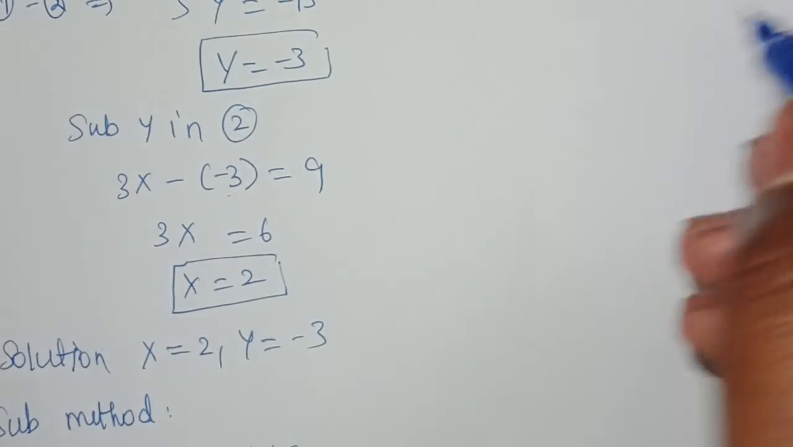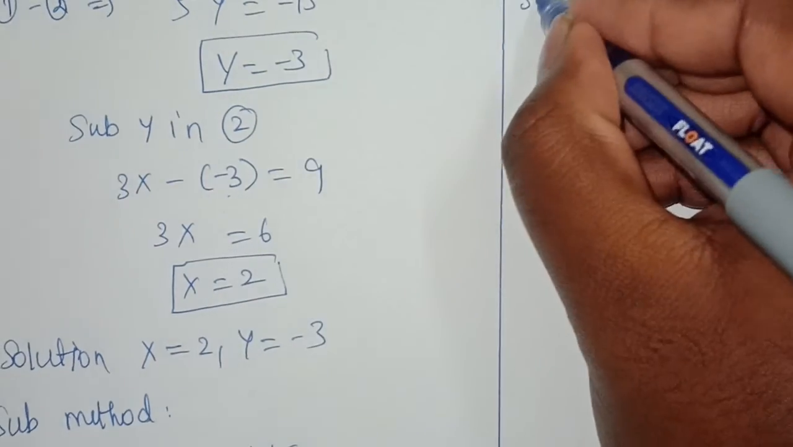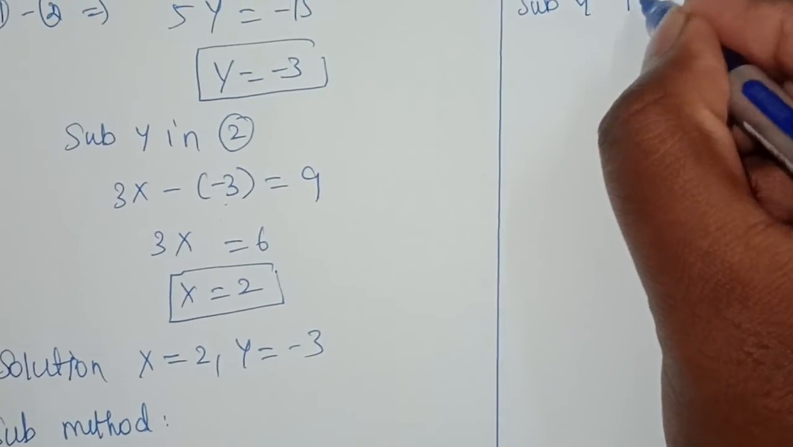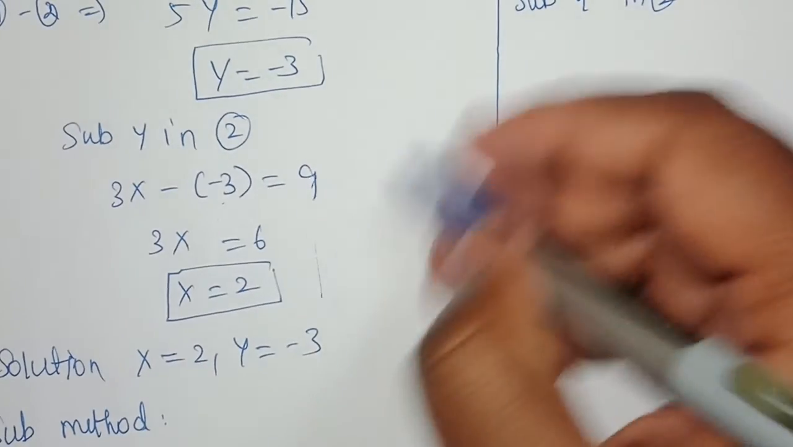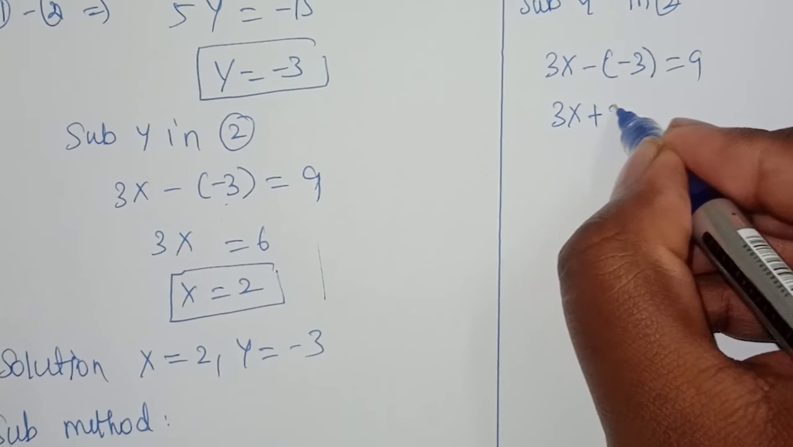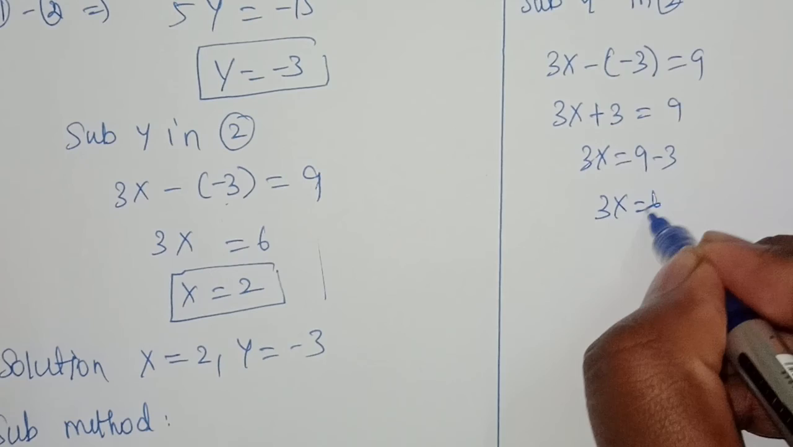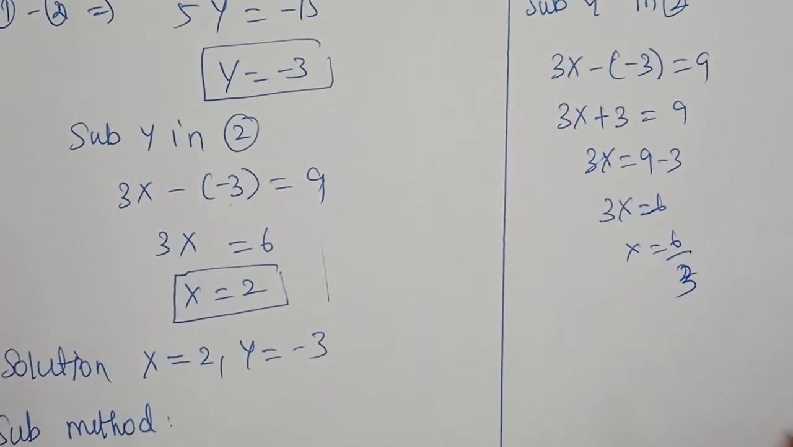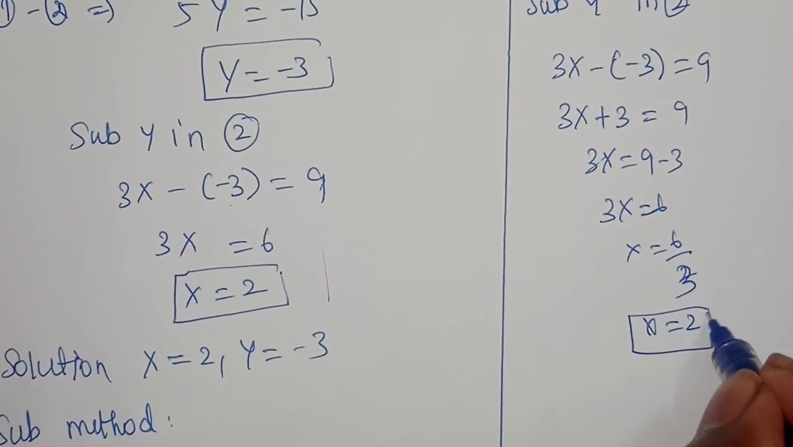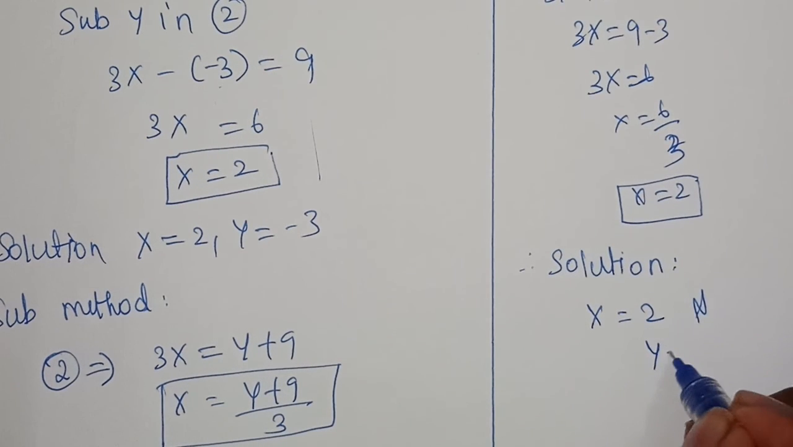Then substitute y in equation 2. The same step will occur here. Minus 3 equal to 9, 3x plus 3 equal to 9. 3x is equal to 9 minus 3, 3x is equal to 6. x is equal to 6 by 3, which is x is equal to 2. Therefore, the solution for this question is x is equal to 2 and y equal to minus 3.